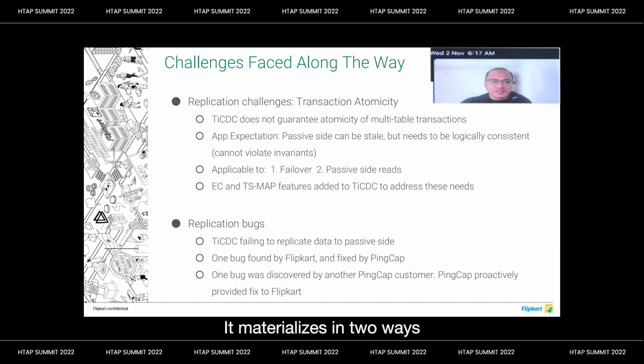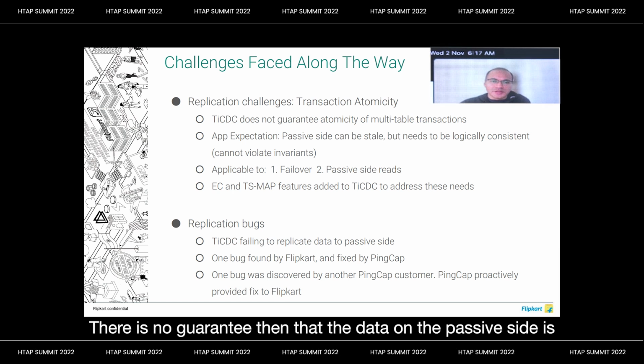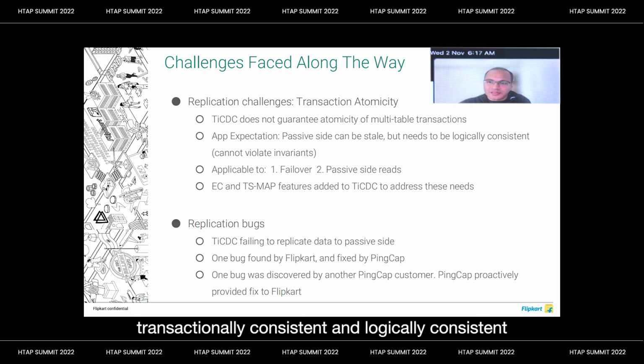It materializes in two ways, right? If we fail over from the active side to the passive side, there is no guarantee that the data on the passive side is transactionally consistent and the logical invariants hold. And also, as you saw, the passive side was serving reads. So if those reads refer to multiple tables, the read could potentially serve inconsistent data. So these were very big concerns.